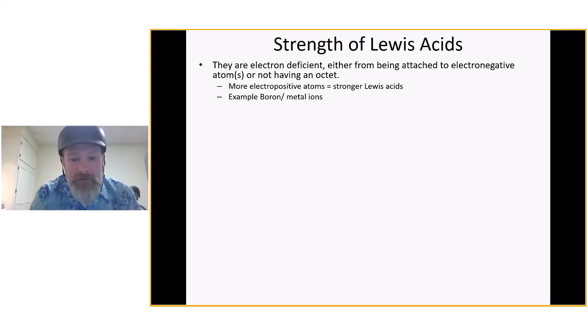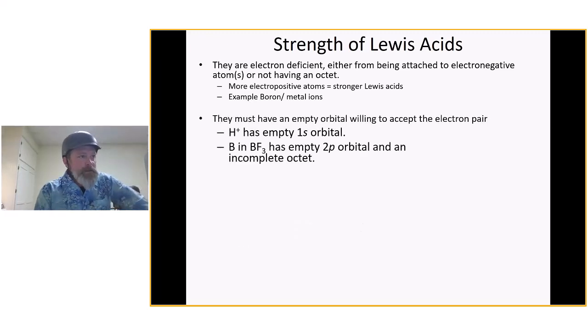Boron is another very electropositive atom in typical molecules. They must have an empty orbital willing to accept the electron pair. So H+ has an empty 1s orbital, and the B in BF3 has an empty 2p orbital to accommodate that lone pair.